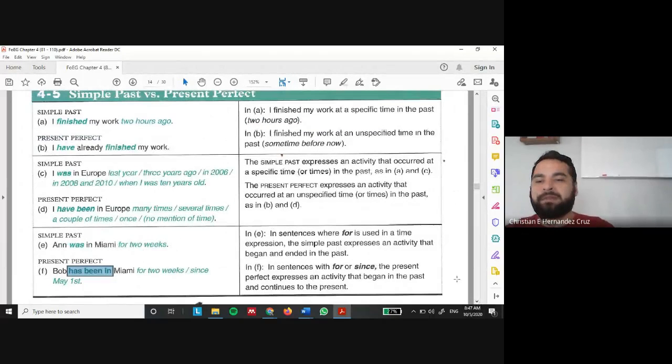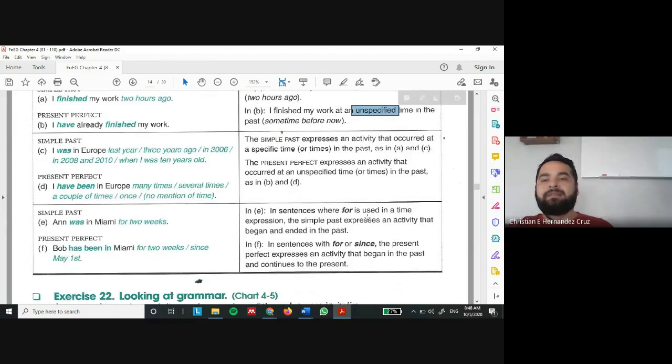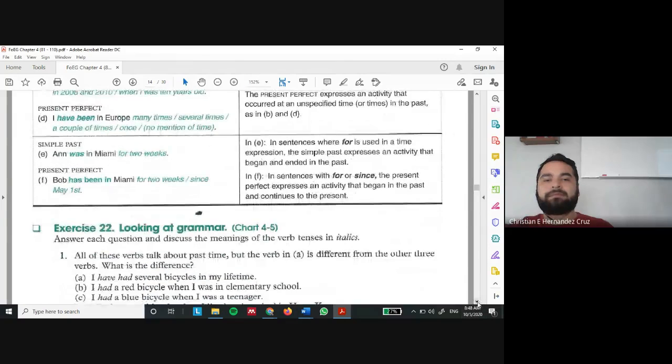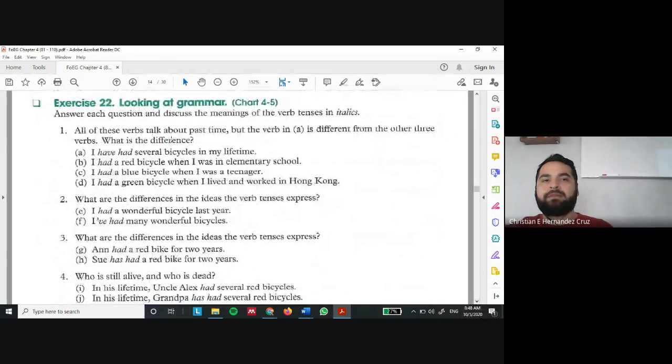But basically what we're saying here is that we're going to see the simple past as something that is more specific, and we're going to see the present perfect as something a little less specific. Okay? Let's continue now that we've said that. Let's continue with these questions here. Let's answer each question and then discuss the meanings of the verb tenses in italics.